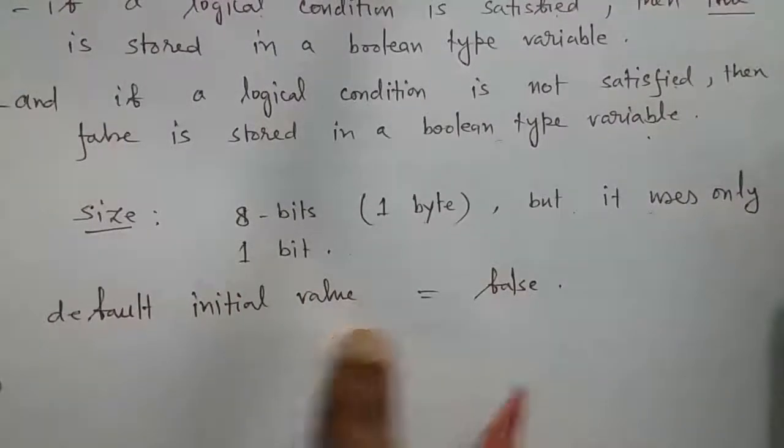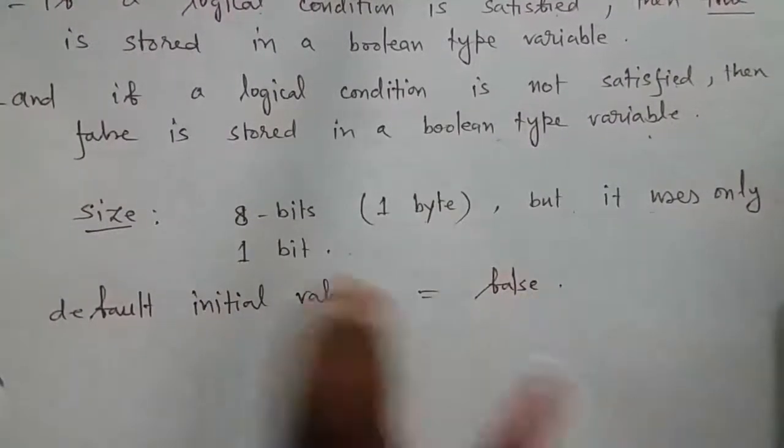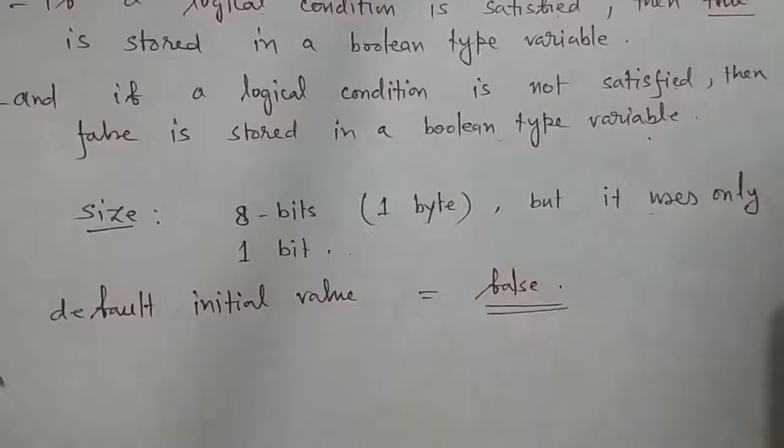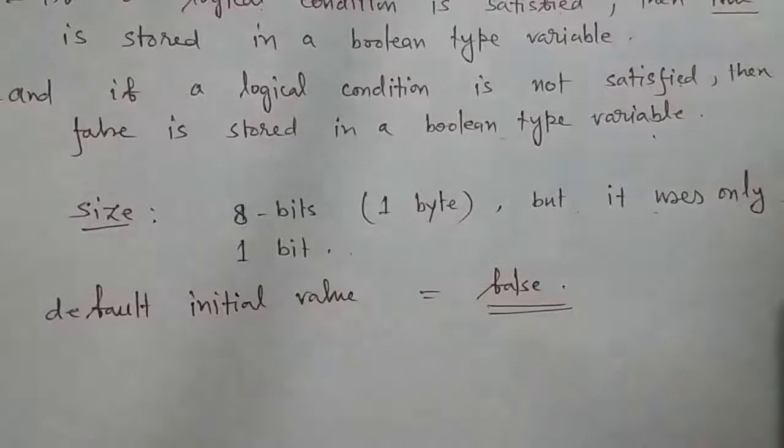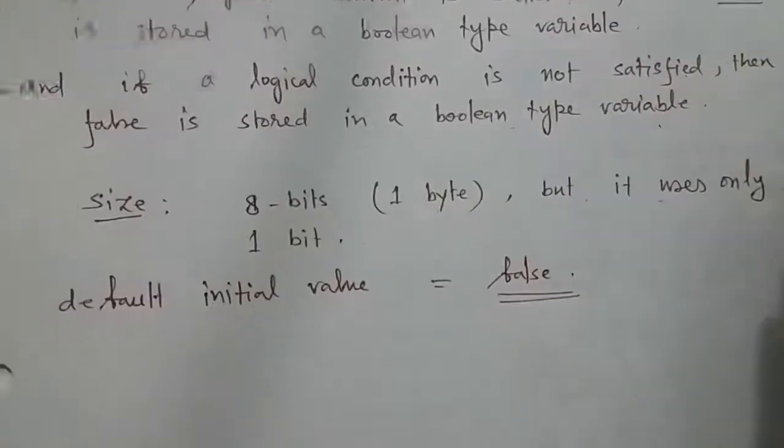And the default initial value of the Boolean data type is false. Is that clear? So all primitive data types are discussed now. So that's all for now.